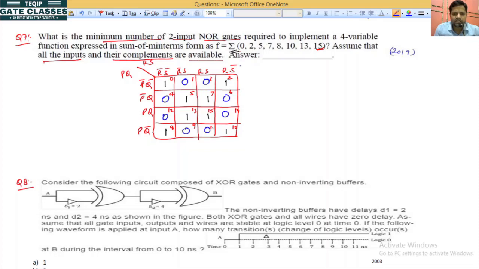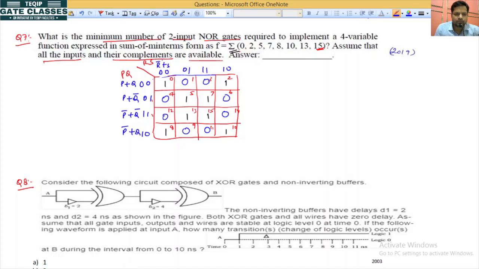When we consider maxterms, this will also be changed. What will be the value for this? It will be 0, 0, 0, 1, 1, 1, 1, 0, 0, 0, 0, 1, 1, 1, 1, 0. We are considering maxterms now, so 0 represents normal. So it will be P plus Q, P plus Q bar, P bar plus Q bar, and this one P bar plus Q. Now go for this.